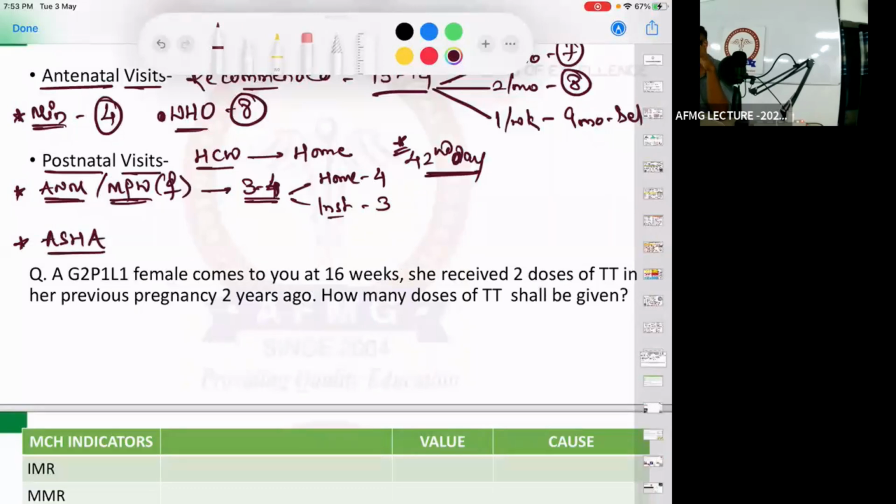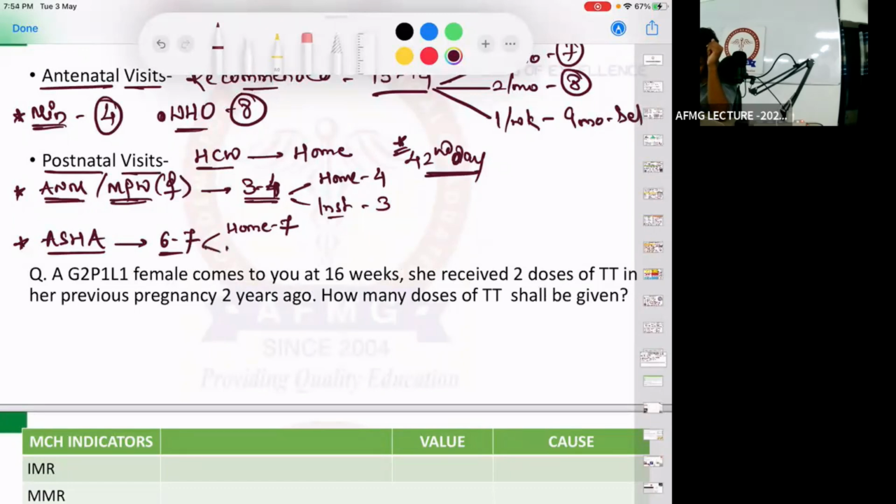Next, if an ASHA worker in a village visits the home of the mother, minimum visits are 6 to 7. Home delivery, 7 visits, because it includes 0 or 1: 0, 3, 7, 14, 21, 28, 42.